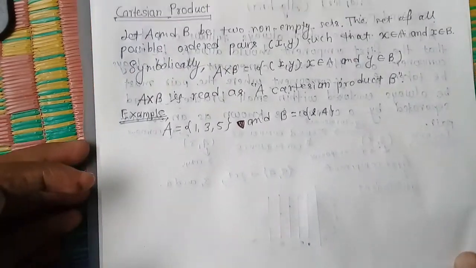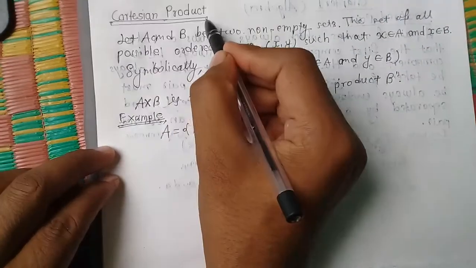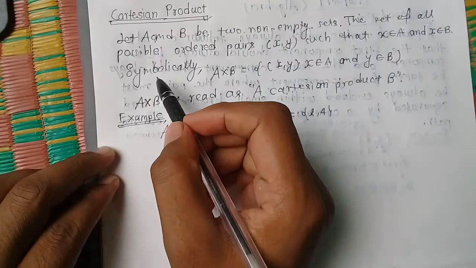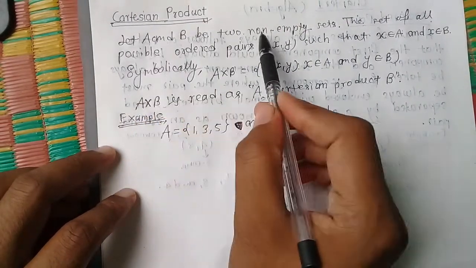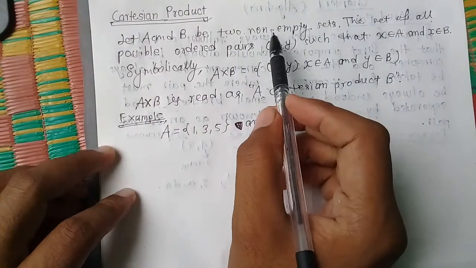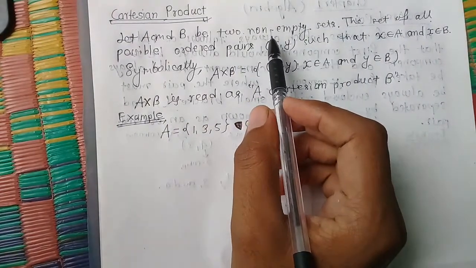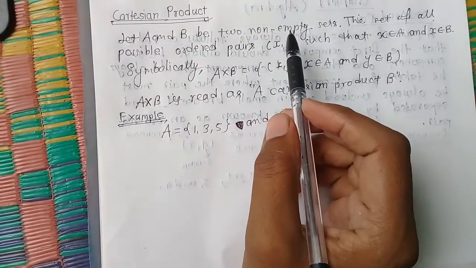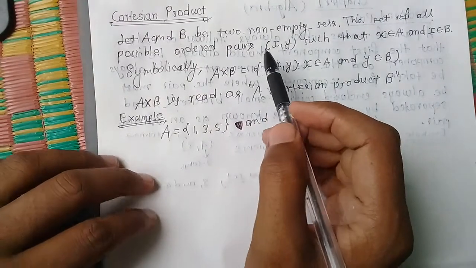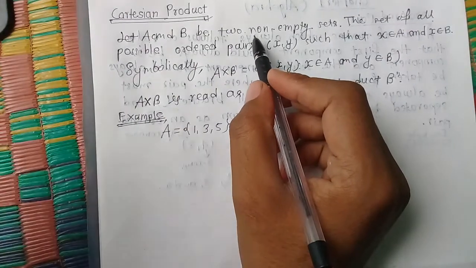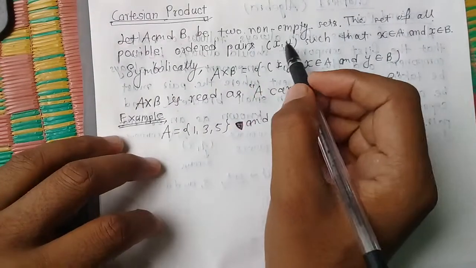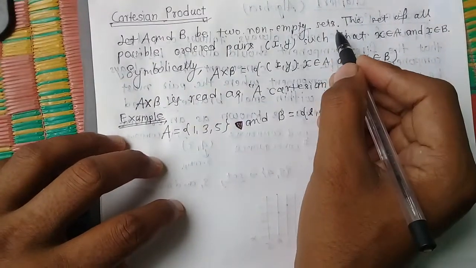Now, Cartesian product. What is Cartesian product? Let A and B be two non-empty sets, meaning A and B must have certain elements or certain members. So A and B must have certain members, that is, non-empty sets.